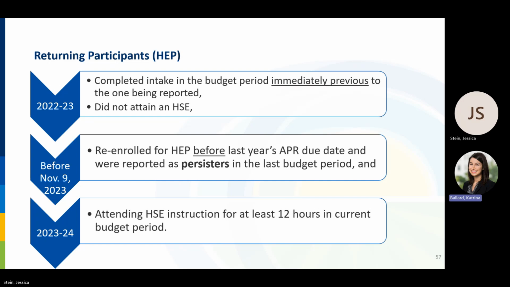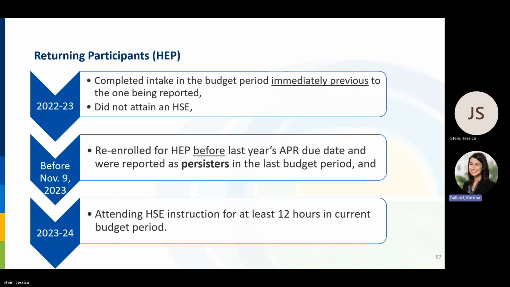And then on the other hand, returning participants completed intake but didn't attain an HSE in the budget period immediately previous to the one being reported. So for this year, that would be the 2022-23 budget period. And they were counted as persisters in that immediately previous budget period.